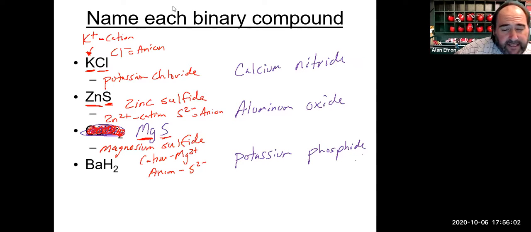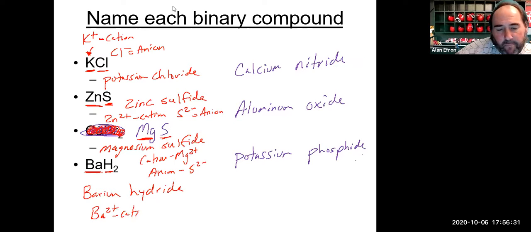Now coming here at the end, we have Ba, which is barium, which is a metal, and we have H, which is hydrogen. Remember that hydrogen is actually a non-metal. In this particular case, we would name it the whole name, which would be barium hydrogen. At the back end there is the negative version, which would be hydride. So this would be barium hydride. Again, barium being group two would be our cation, and our anion in this case would be H minus. Any questions on any of those names there?